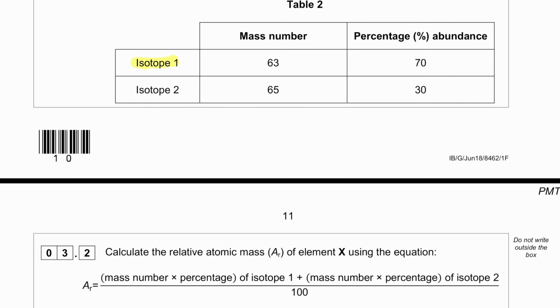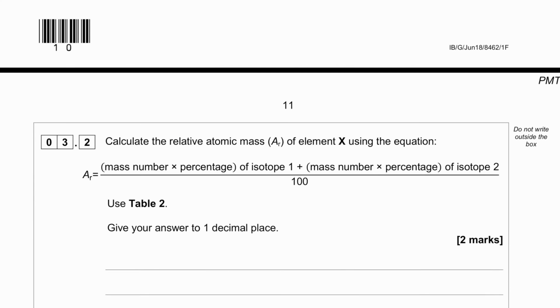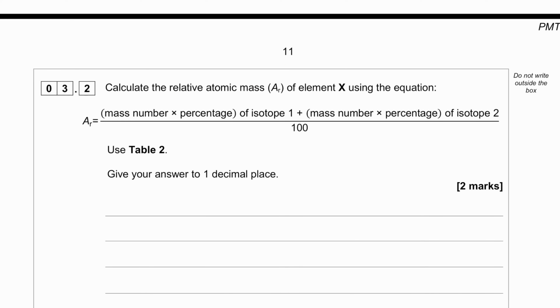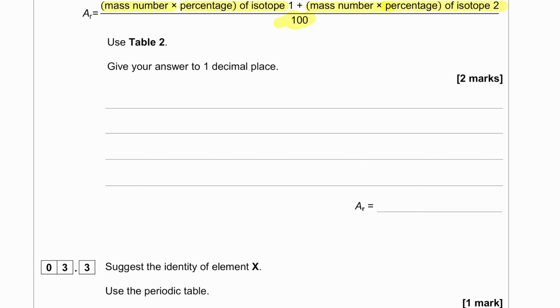You can see isotope 1 with a mass number of 63 and percentage abundance 70, and isotope 2 with 65 and 30. In order to calculate the relative atomic mass, or we can say the average relative atomic mass of that particular element, all right, actually relative atomic mass is always an average. We have to multiply the mass number with the percentage of isotope 1, plus the mass number with the percentage of isotope 2, and then we need to divide everything by 100. Give your answer to one decimal place.